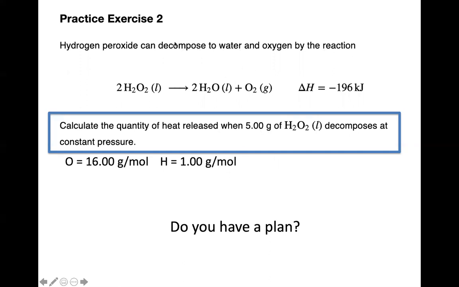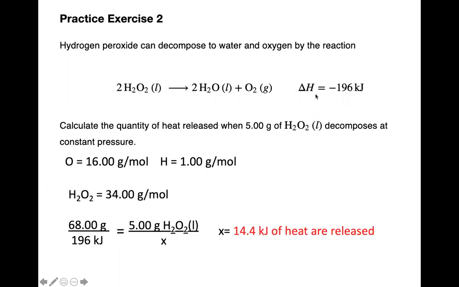I think the key thing within here, recognize that when we have this delta H value, that's when we had 2 moles of hydrogen peroxide decomposed to give me 2 moles of water and 1 mole of O2. I'm using the coefficients as mole amounts, and this is the delta H that goes with it.